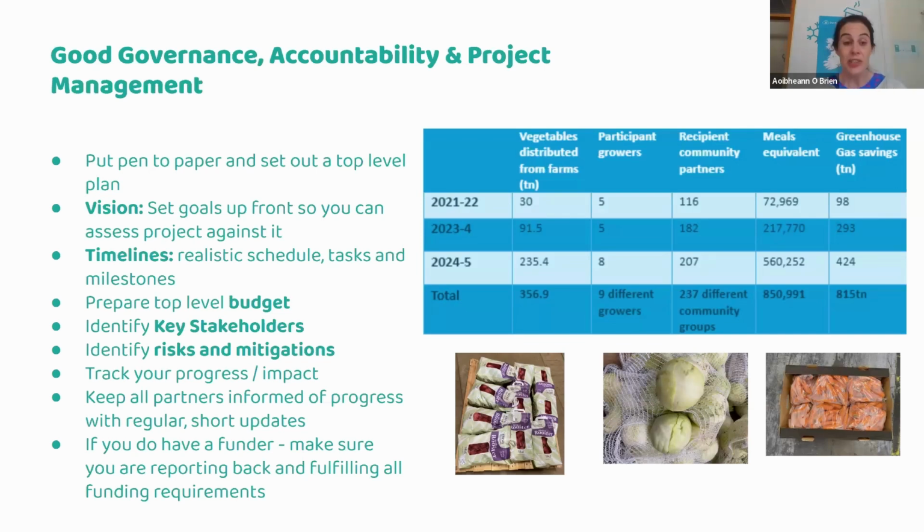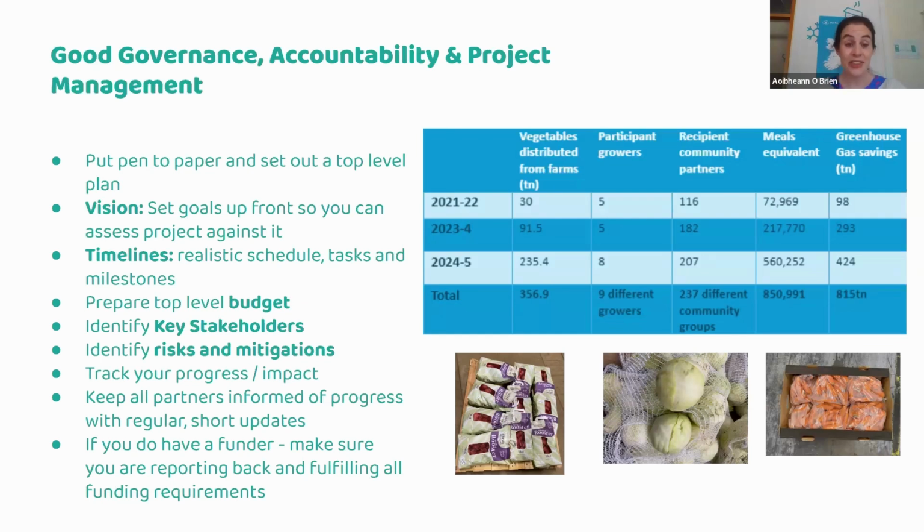So for us, it was do the research first and understand the problem. For the next, it was a very small pilot. You can see there in 2021, we redistributed 30 tons from 5 growers, and over time that has grown to 235 tons, with us aiming to get to 300 tons this year. But you can see that it did grow slowly over time.